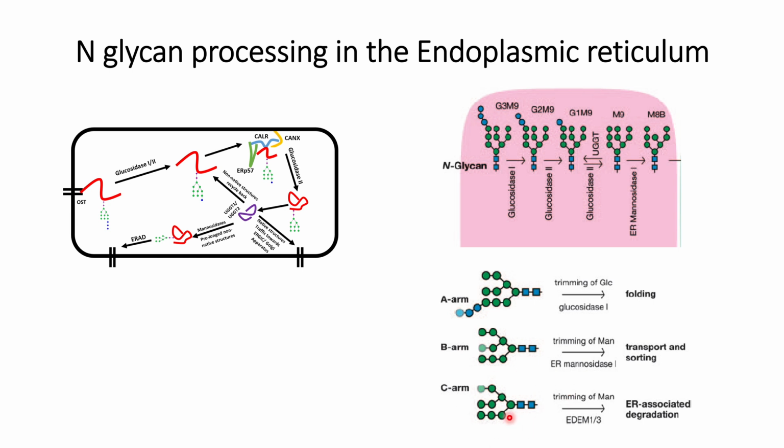The trimming of the C arm will occur when the protein, even after several cycles, is not able to get the native structure. Then trimming of mannose at the C arm occurs. That will lead to a structure that is recognized by EDEM1 or EDEM3, which are related to ER associated degradation, and they will transport the protein towards proteasome degradation via ubiquitination.